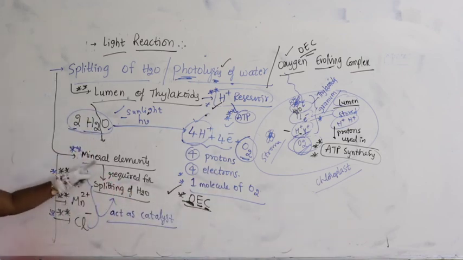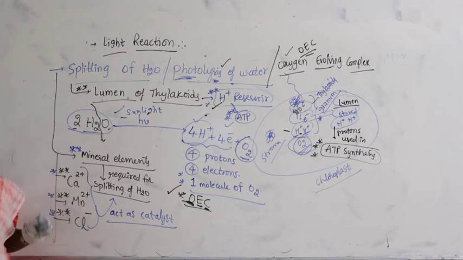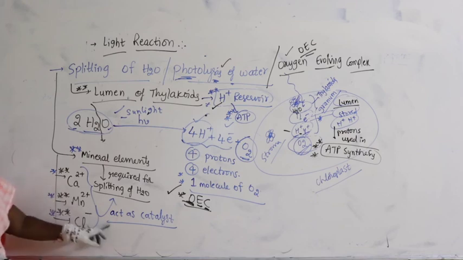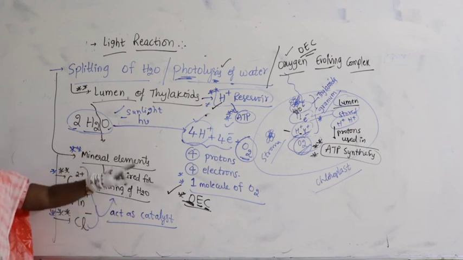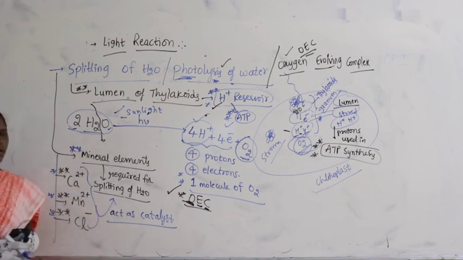Now which mineral elements are required for splitting of water? From mineral nutrition we are connecting to this point here. Calcium, manganese, chlorine are very important. They act as a catalyst and play a vital role in splitting of water and releasing protons, electrons and oxygen. Now let us continue further.